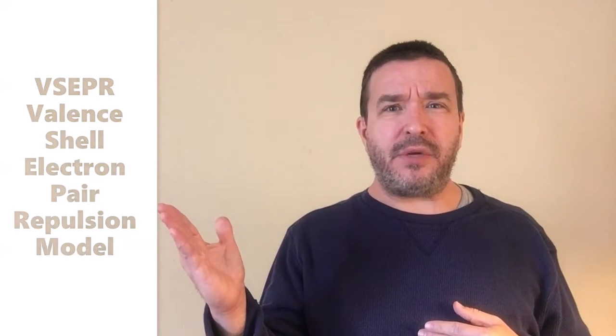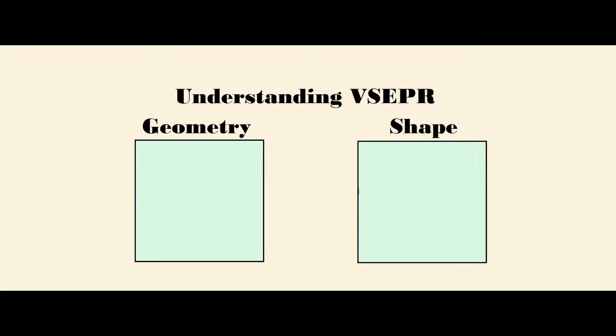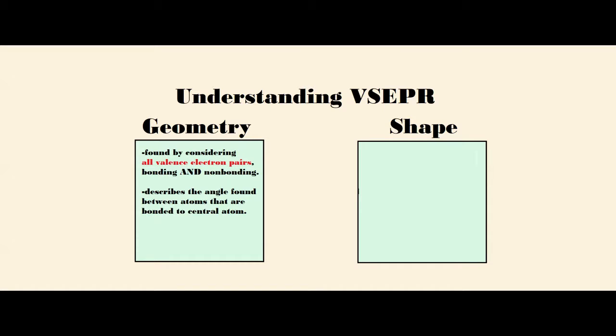VSEPR. It stands for Valence Shell Electron Pair Repulsion Model. It's used to predict the arrangement of atoms and molecules. VSEPR theory was developed by scientists Ronald Gillespie and Ronald Nyholm. The first thing to understand with VSEPR is how it relates to geometry. Geometry is found by considering all valence electron pairs, bonding and non-bonding, and this will help you determine the angle found between atoms that are bonded to the central atom.